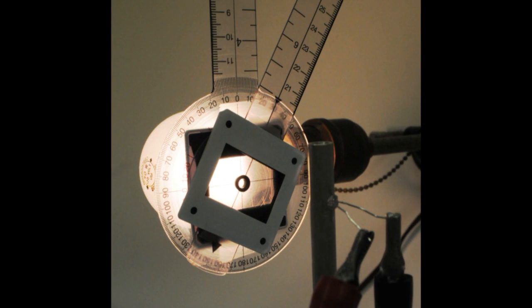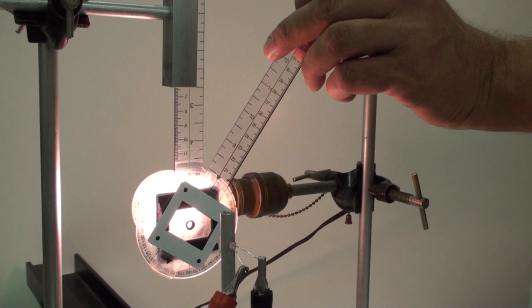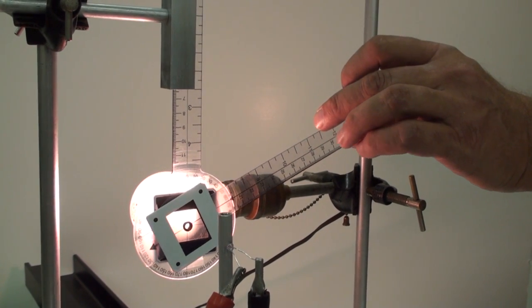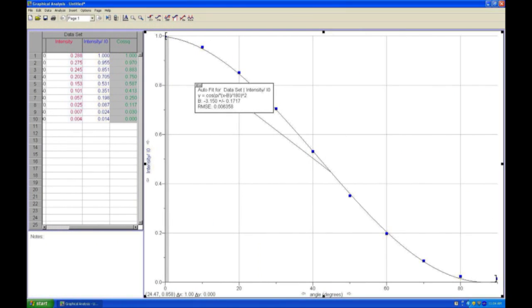The two Polaroids are placed on the two sides of a goniometer, a rotating device for measuring angles. The light source is placed on one side and the detector on the opposite side. Rotate the goniometer to tilt one Polaroid relative to the other, and measure the intensity at 0, 10 degrees, 20 degrees, etc. through 90 degrees.